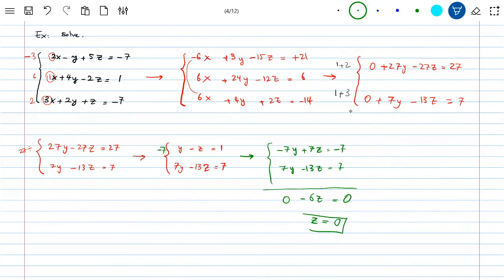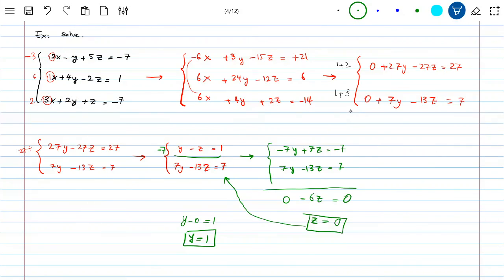If you find one of the variables, then everything becomes easier. I'll go back one step. Replace z into one of these equations. Doesn't really matter which one. I'll pick the first one. Looks simpler. I'll use that. If you replace z with 0, what do you get for y? You'll get y minus 0 equals 1. So what is y? y is 1. I found z and y.